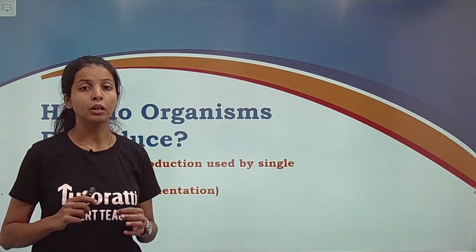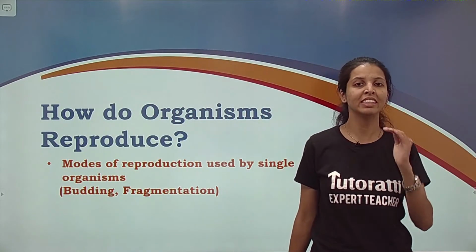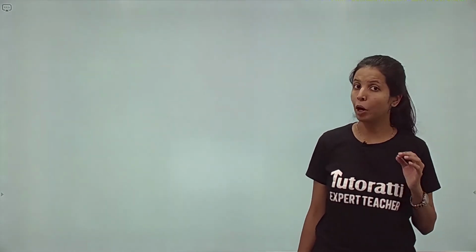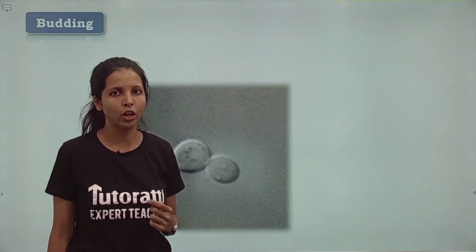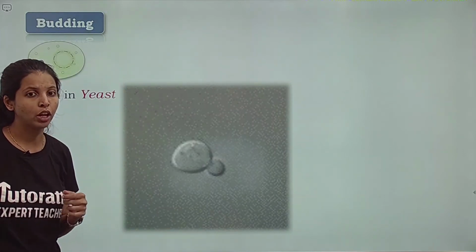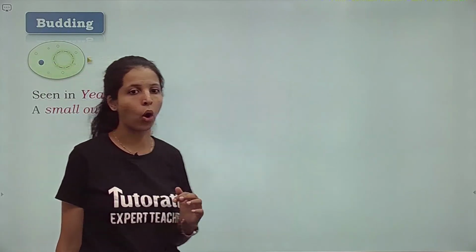Now let us learn about your next mode of reproduction. Please remember we are still dealing with asexual mode of reproduction. अब हम पढ़ने वाले हैं about budding. Kids, this process of budding is in unicellular organism. Yes, this process of budding is seen in unicellular organism like yeast. Yeast is a fungus, as we all know that.